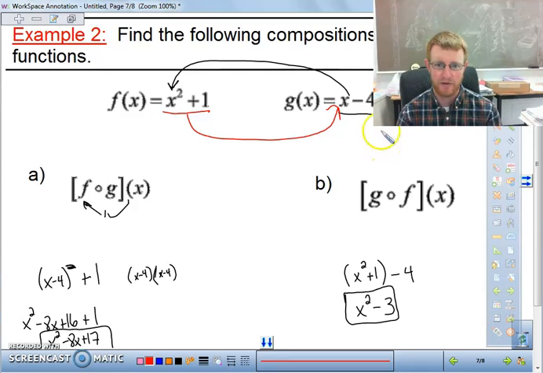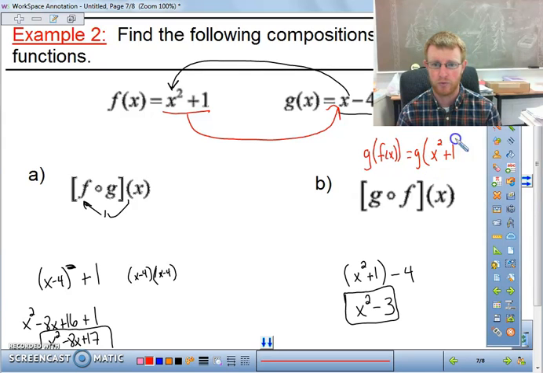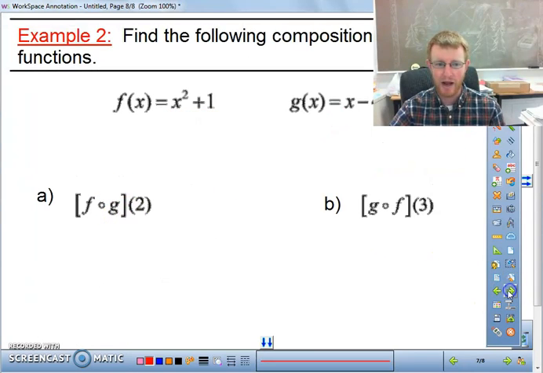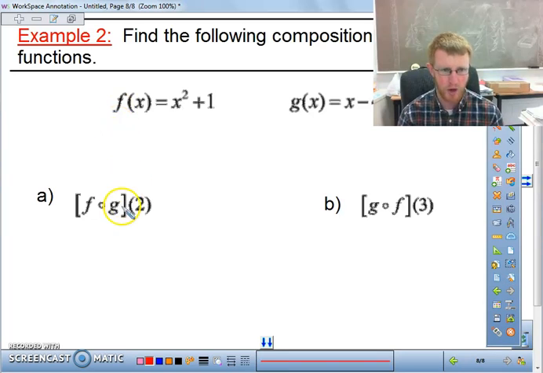As a little side note, remember what this is really saying is g of, and then instead of f of x, we'll actually write what our f of x is, which is x squared plus 1. So we're taking the x squared plus 1 and replacing it with our x up here. Okay? So this is what happens when we're only plugging in a function for a function. When we're actually given numbers, this is quite a bit easier.